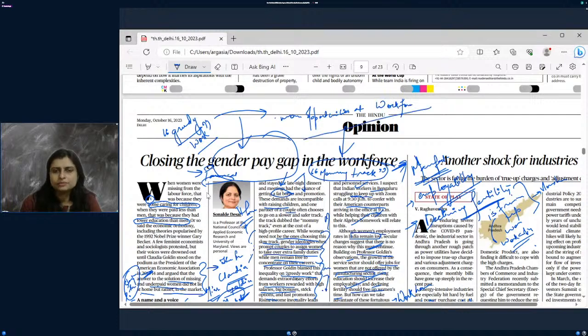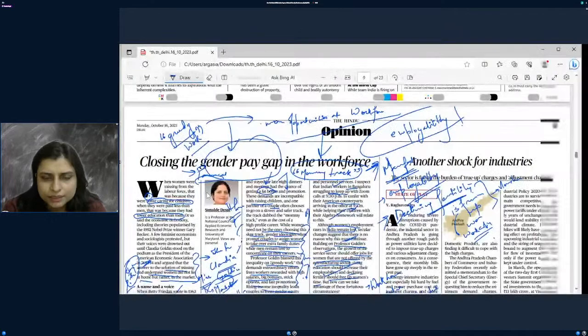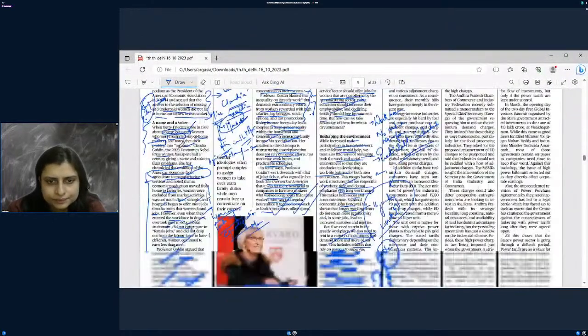Why? Because women here are now equally educated as compared to men, so employability should definitely take the women section into reference. Okay, so this one was about closing the gender pay gap in the workforce. Let's move on to the next one.